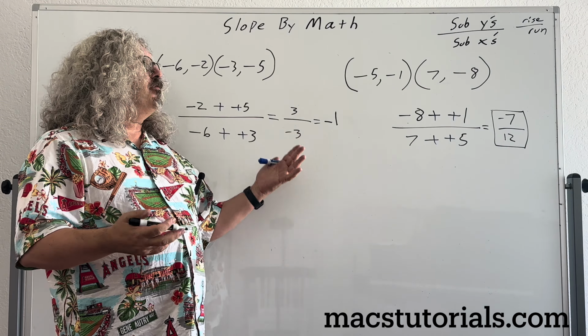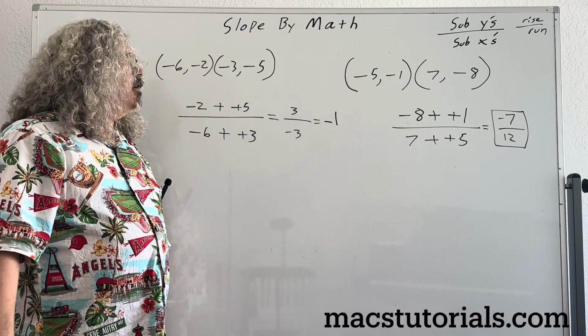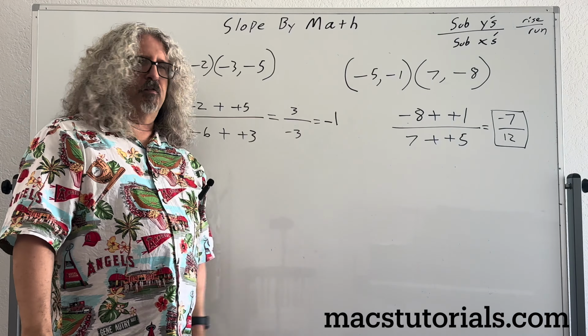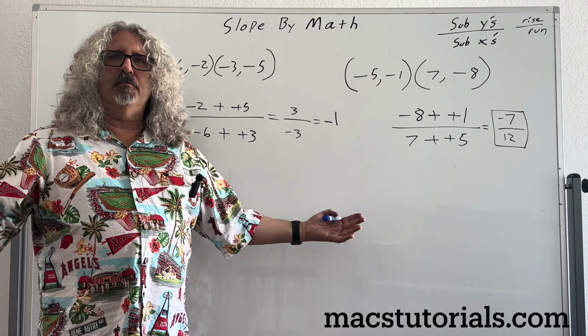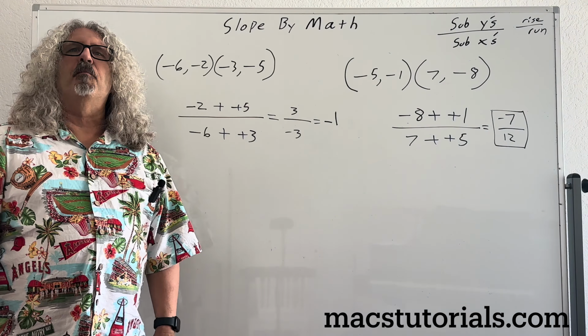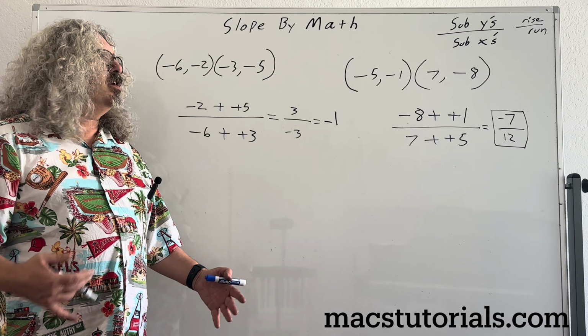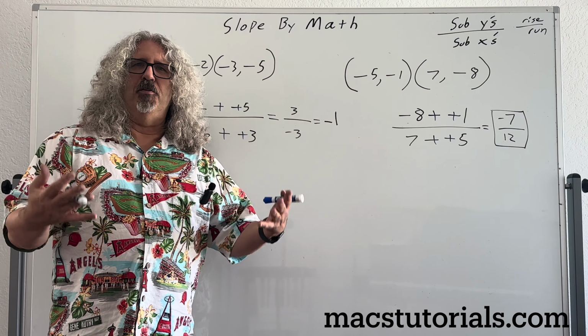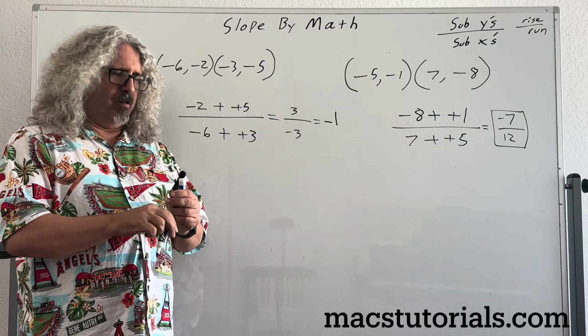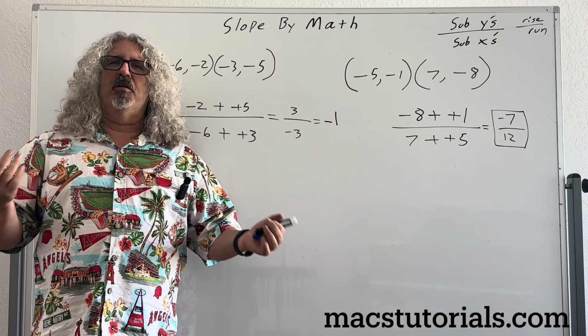So, what did you like better? If you see a graph, just count it up. That's great. If you like to subtract the y's over subtract the x's, great. Do whichever one you want. They both work. Usually you're going to decide the method based on what they give you for the question. But now you know how to find slope in two different ways. That's going to really help you with your graph.